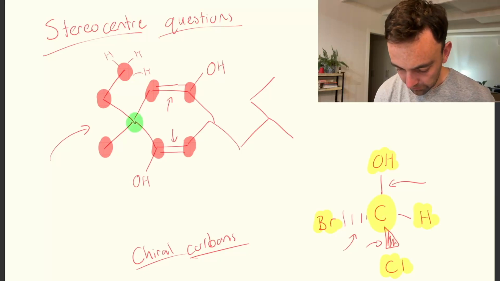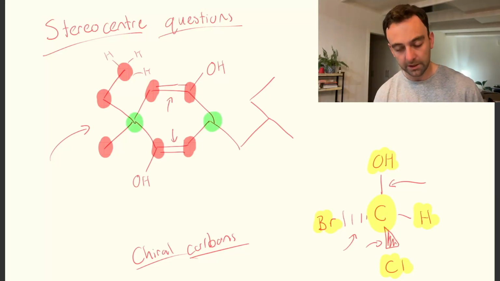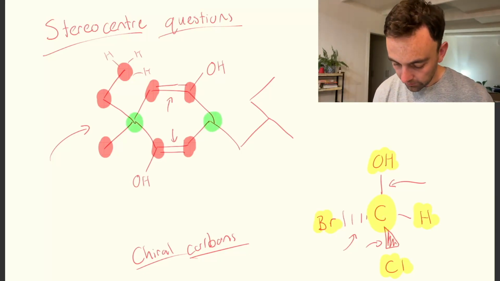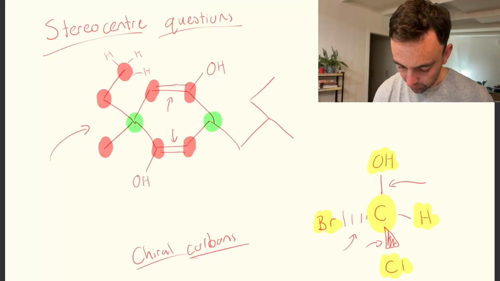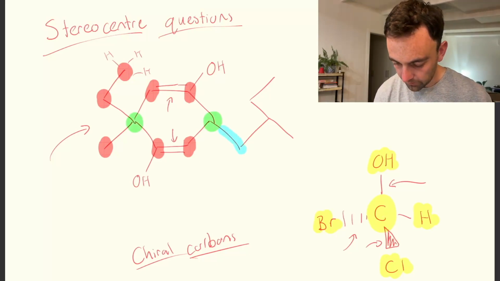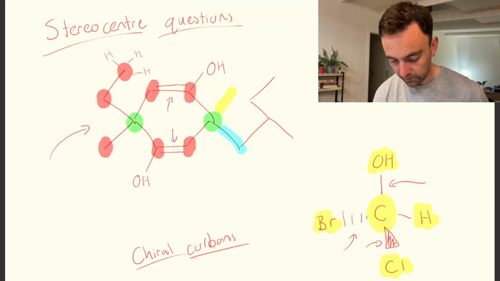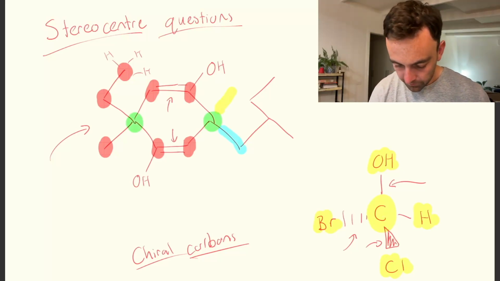Whereas something like this one would be a stereocenter. And again, I would just track. So I'd go, okay, this way I've got that. I've got a hydrogen out here, which isn't listed, so I'll do that in yellow.